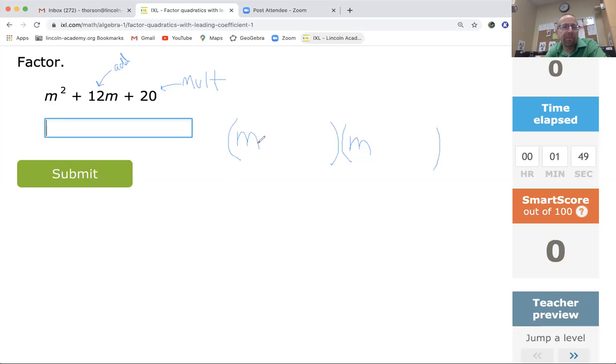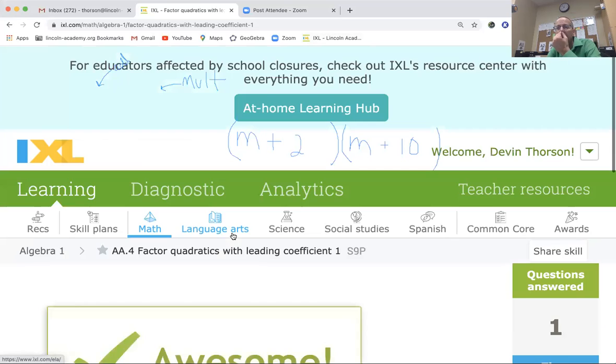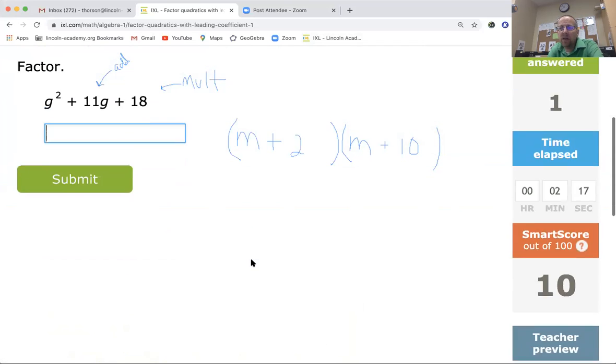Okay, so what'd you get? Very good. So you do an m plus 2 and an m plus 10. And again, it really doesn't matter which one you do first. There's no reason I couldn't do the plus 10 first, because the order of multiplication doesn't matter, and do the m plus 2 second. And then submit, and great job, we got it right.